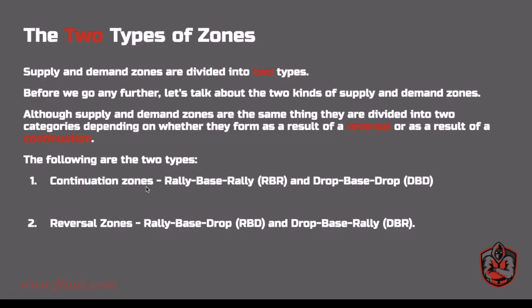Continuation zones are examples of rally base rallies and drop base drops. Now don't worry, I'll be going through live examples of these. And number 2, the second type, reversal zones: rally base drop, and drop base rallies. Essentially when I go through these examples, you guys will already start to click on because these are literally examples of order blocks. These will be examples of continuation supply and demand zones.